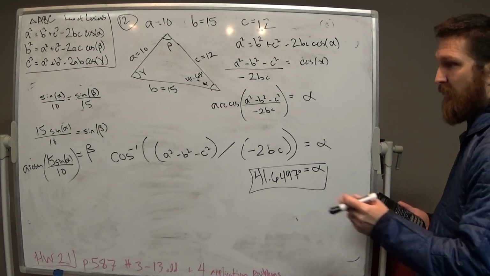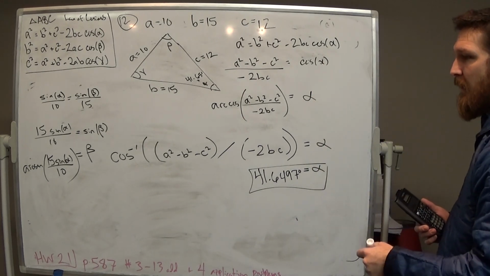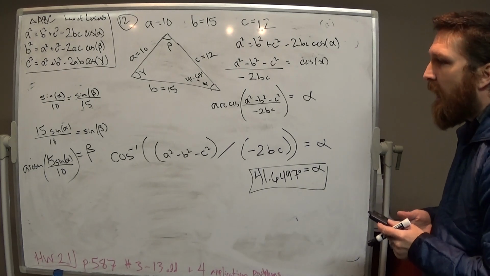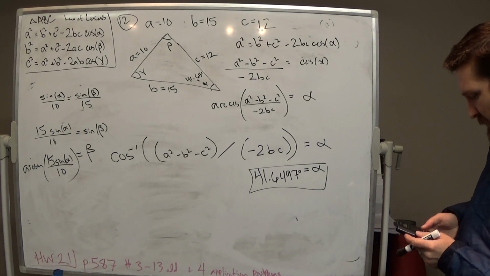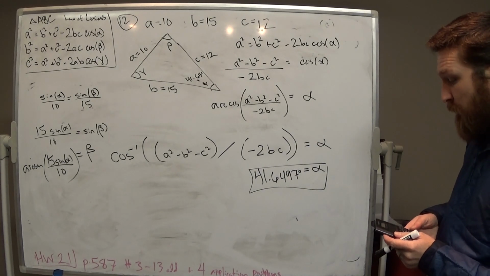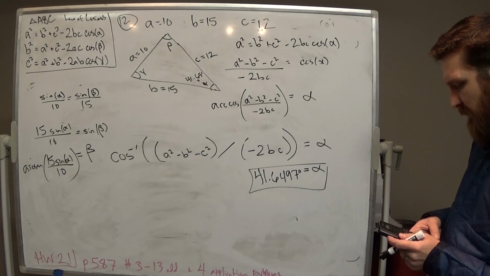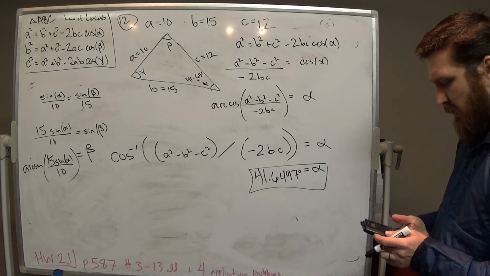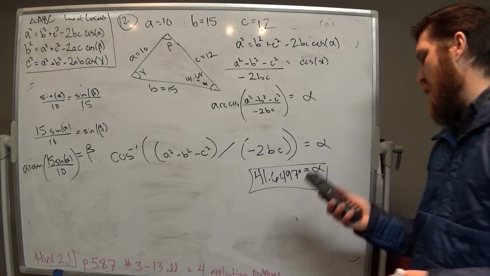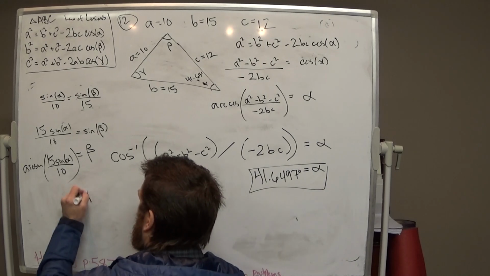15 times sine alpha is the same thing as 15 times, well, over 10. Alpha, we just found, was this. So I'm going to go up and put it in there. Now, close parentheses on sine, divide by 10, close parentheses on arc sine, and I get the same thing. Yes, 85.5. I get beta.